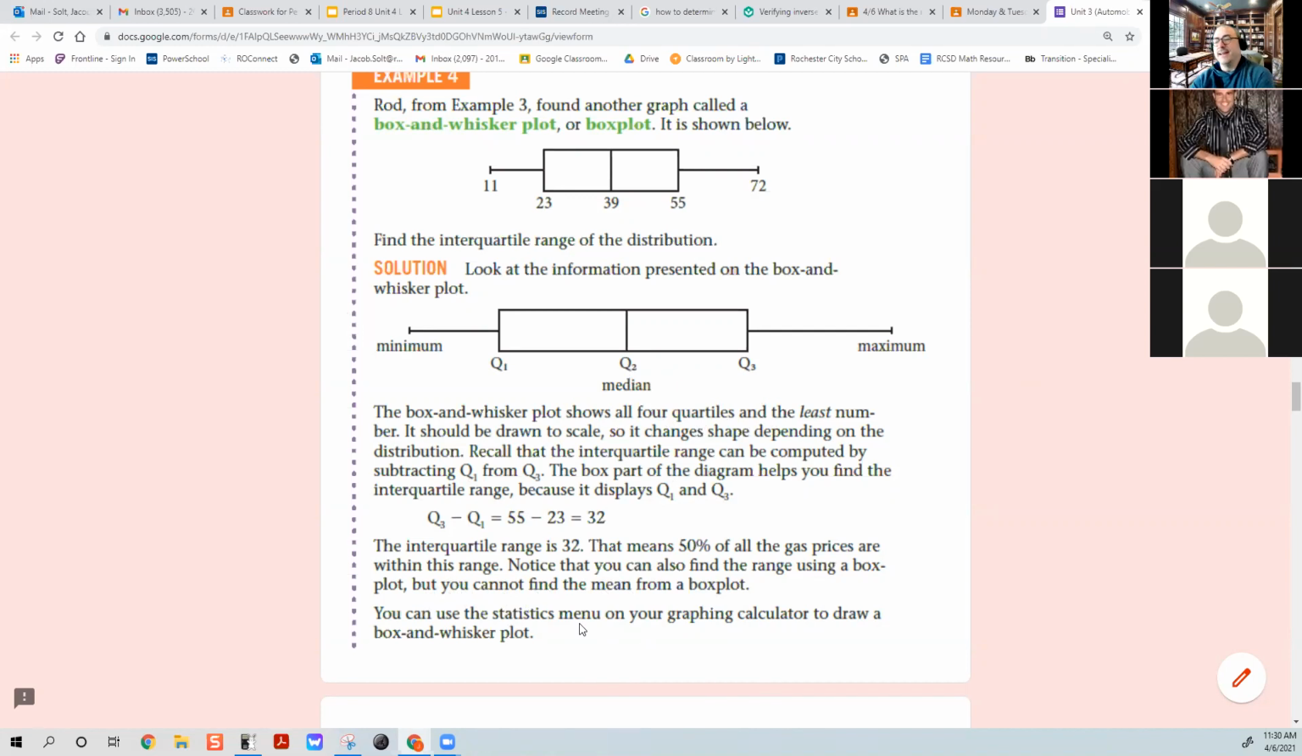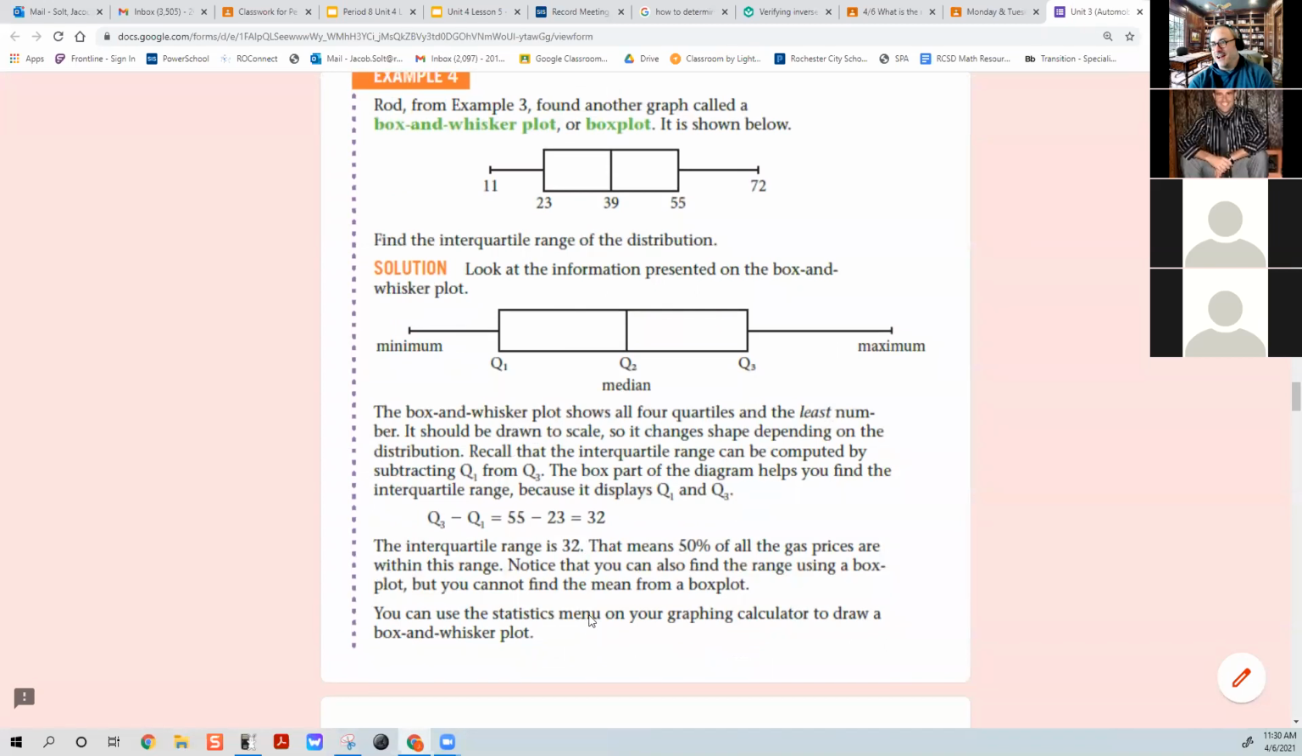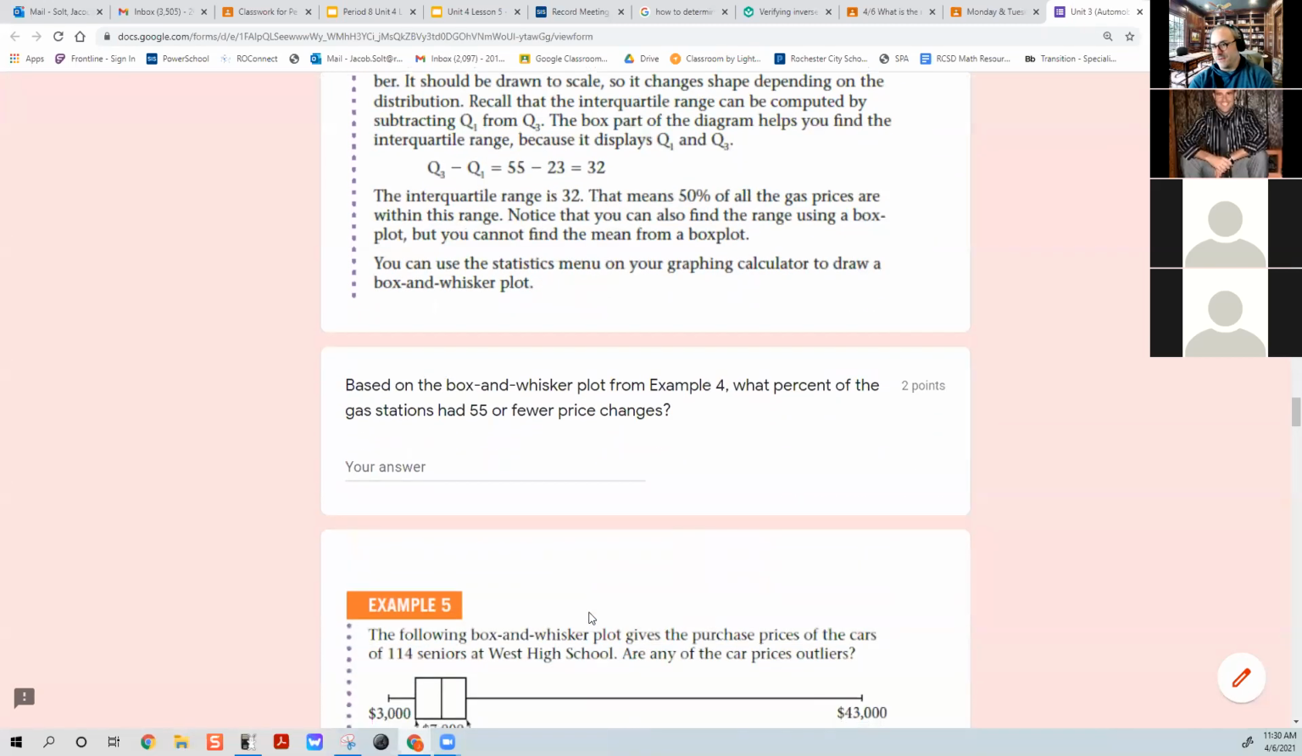You can use the statistics menu on your graphing calculator to find a box and whisker plot. I don't know if we're going to do that, but it can be done. Your graphing calculator can display information in a box and whisker plot.